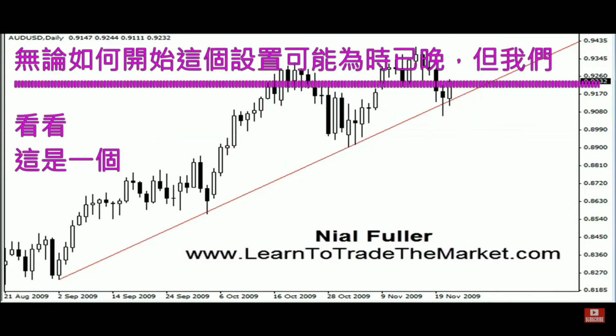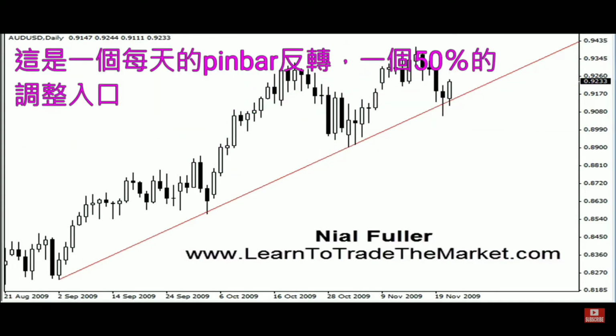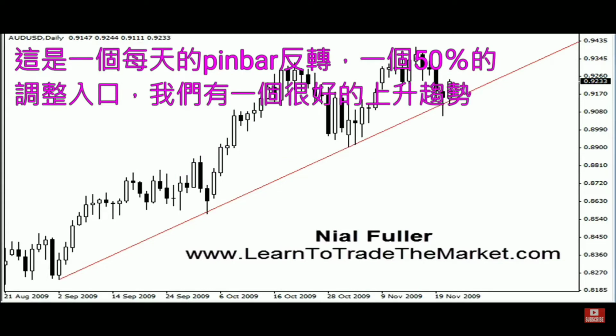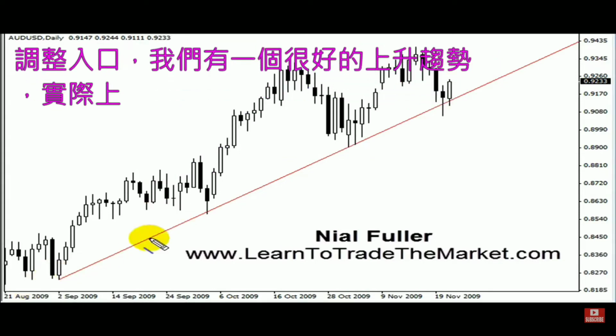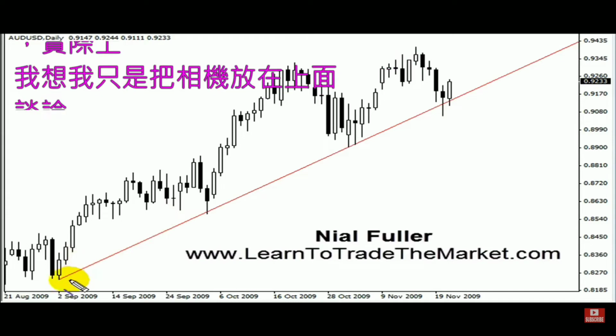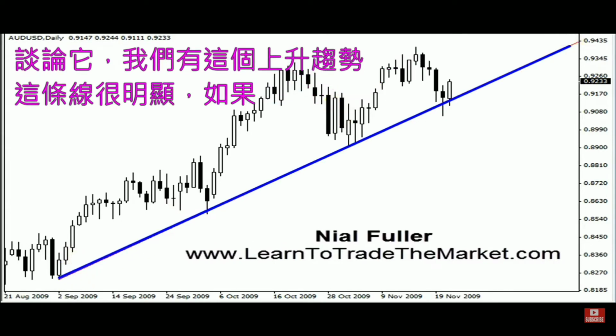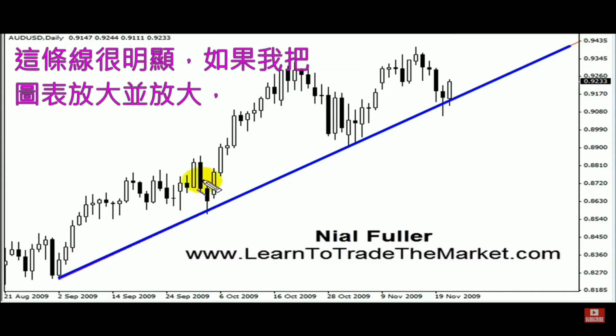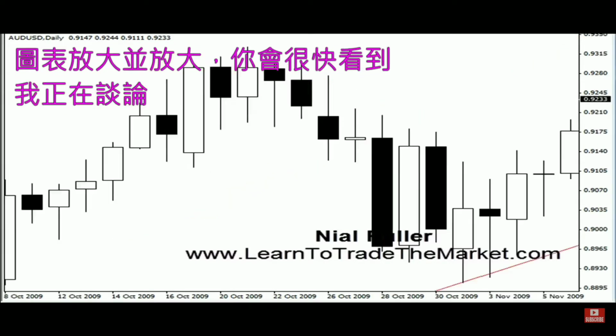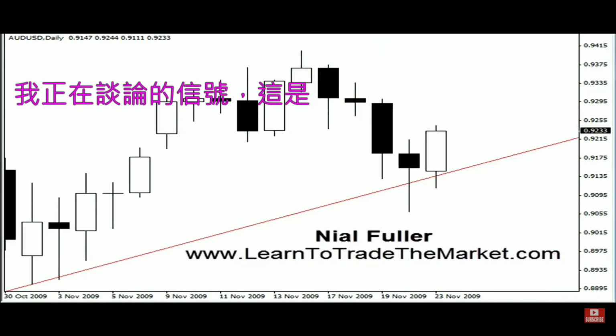It's a daily pin bar reversal with a 50% tweak entry. We've got a nice uptrend here. It's a pretty obvious trade actually. I thought I'd just throw the camera on and talk about it. We've got this uptrend line which is very obvious. If I take the chart in and zoom in, you'll quickly see the signal that I'm talking about. It's one of these famous pin bar reversals that I keep talking about.